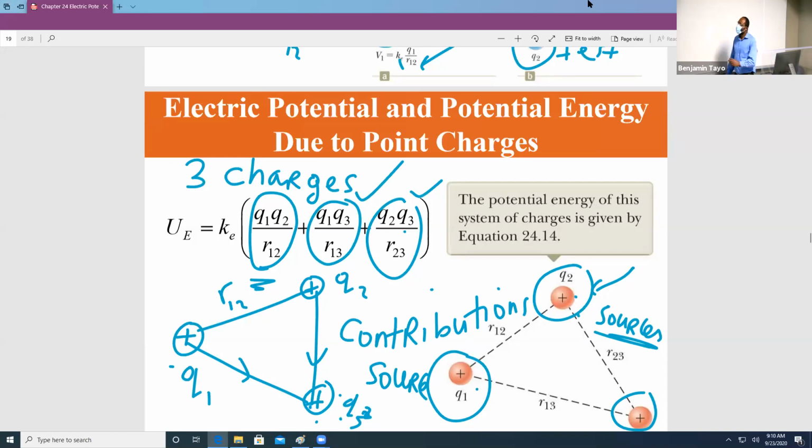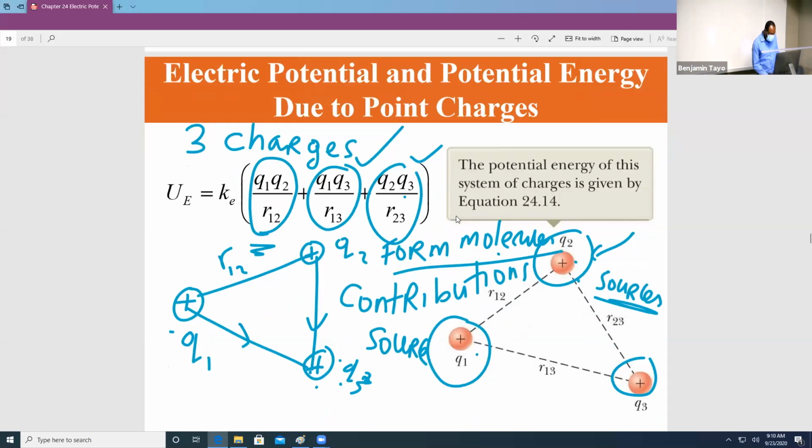So this is very important, for example, in chemistry, when atoms come together to form molecules, right? So this is very important in the formation of molecules from atoms. Right? So that was just one example.